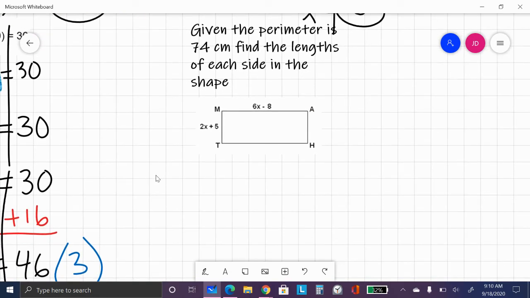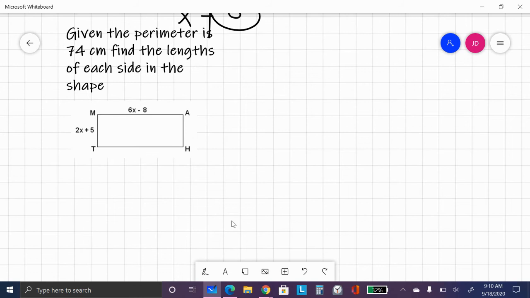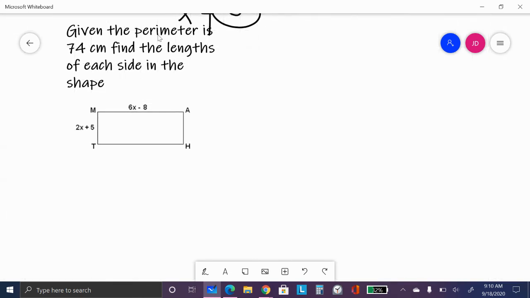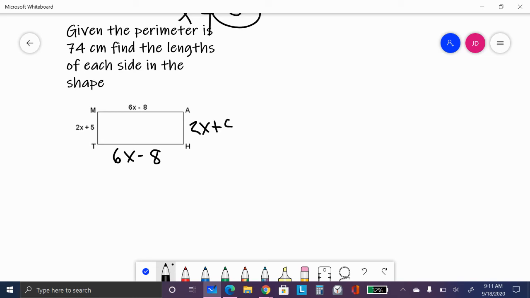All right. So let's take a look at this one. This is a perimeter problem. Now, perimeter, whenever you take a perimeter of a shape, you add up all the sides. And it looks like we have a rectangle here. So before even doing these problems, you need to make sure all the sides are labeled. Okay, so we notice these two sides are not labeled, but you know in the rectangle that the top and the bottom are the same. So the top is 6x minus 8. The bottom is going to be 6x minus 8. The left is 2x plus 5, and the right is going to be 2x plus 5.